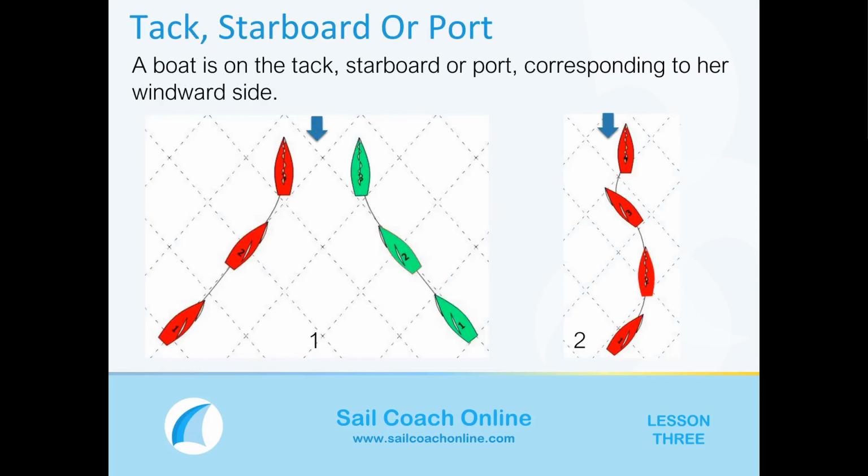Next, we're going to look at tack, starboard or port. A boat is on the tack, starboard or port corresponding to her windward side. So if we have a look at the first diagram, you'll notice that the red boat, the windward side, the side from which the wind is coming, is the left hand or the port side. So therefore the red boat is on port tack, whereas the green boat, the side from which the wind is coming, is the right or starboard side, and she is then deemed to be on starboard tack.